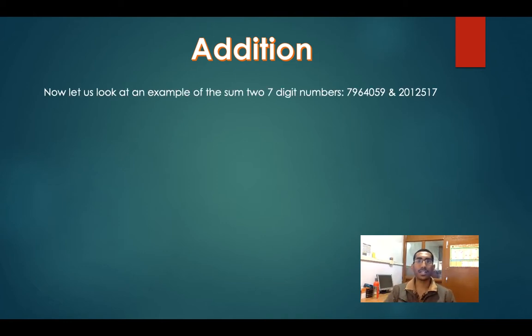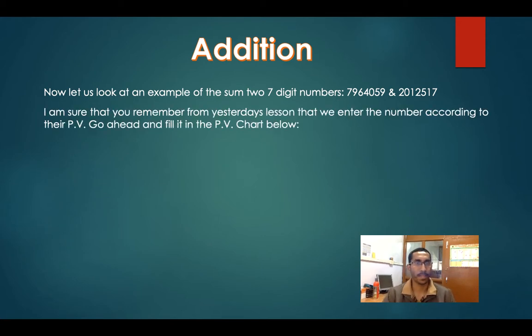Now, let us look at an example of the sum of two numbers, which is 7964059 and 2012517. I'm sure that you remember from yesterday's lesson that we enter the numbers according to their place value. Go ahead and fill it in the place value chart below.